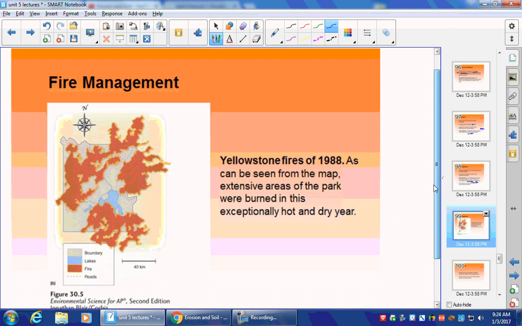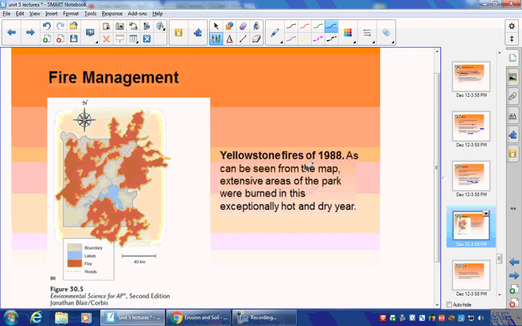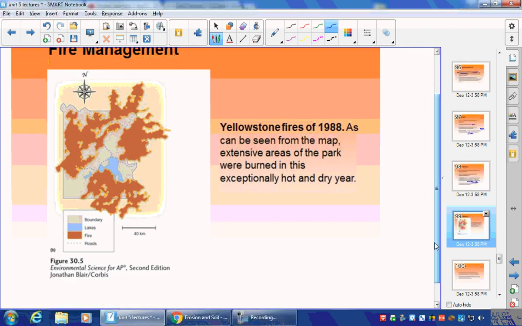Okay, fire management. So, Yellowstone fires of 1988. Extensive areas of the park were burned in this exceptionally hot and dry year. Right? And this is because it's so hot that if we don't have these prescribed burns, they can get out of control.